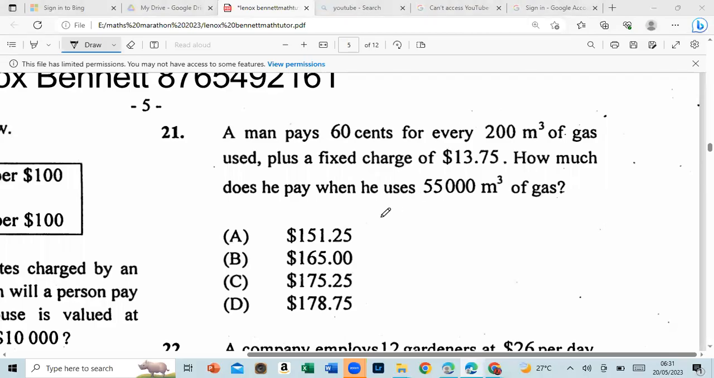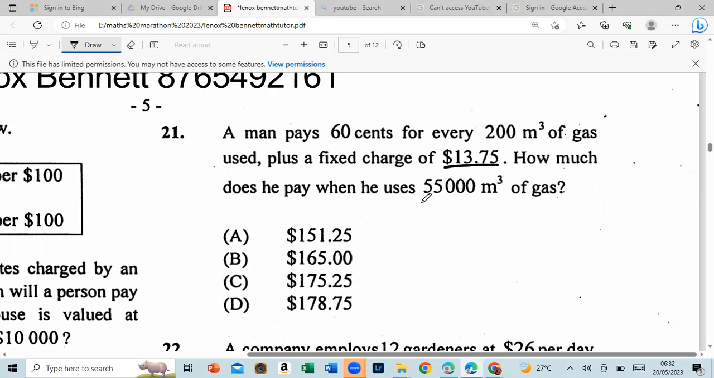All right, guys, so let's fix the last video. There was a little error. I did not add the fixed charge. All right, so let me just make the correction. So what it says now, it says a man pays 60 cents for every 200 MG of gas used plus a fixed charge of $13.75.